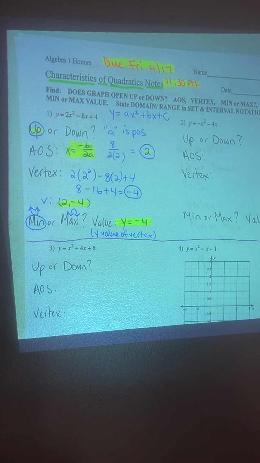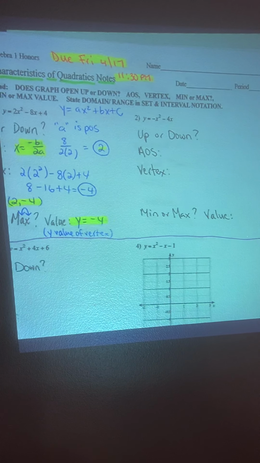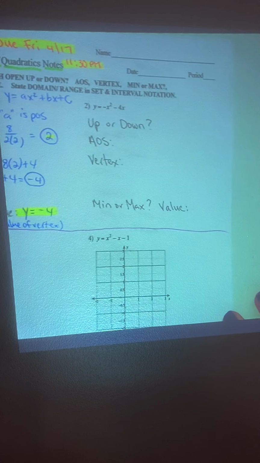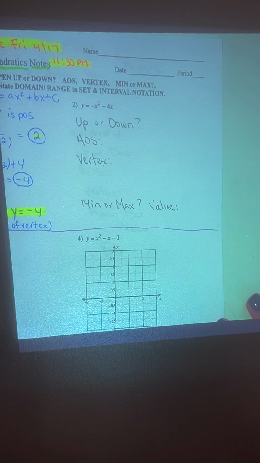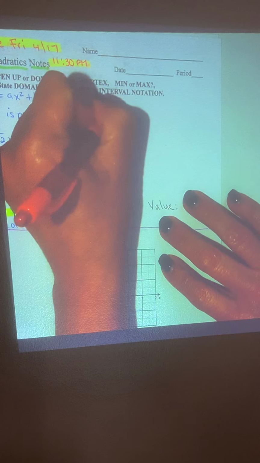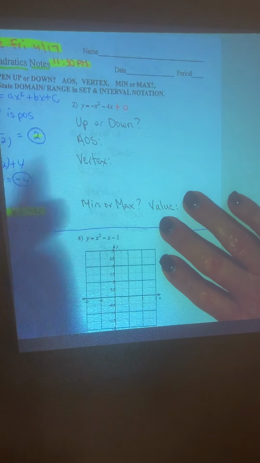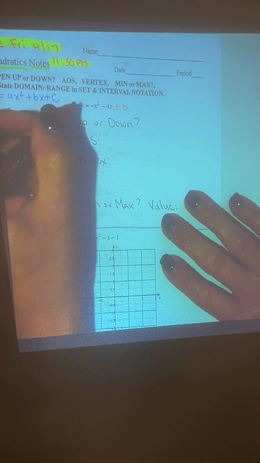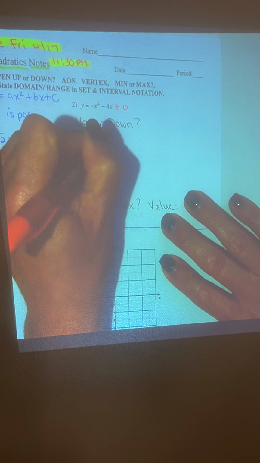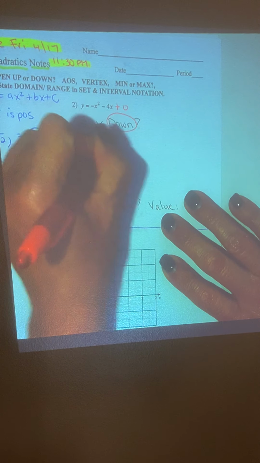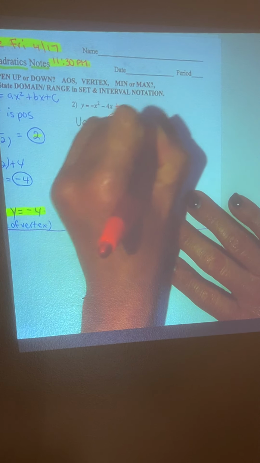All right. Next problem. Okay, next. Number 2, does it open up or down? First of all, our y-intercept is 0. Okay, does it open up or down? It opens down. Why? Because a is negative.